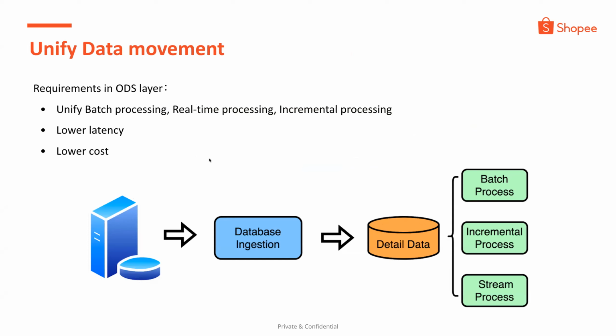The first issue is data movement. The same data in the database needs to be processed both in batch and real time. In the old solution, there are two pipelines, full snapshot and change data capture, to satisfy batch and incremental requirements. But a full snapshot is not an efficient way to export data from a database. It's hard to keep data consistent and it also needs a lot more storage.